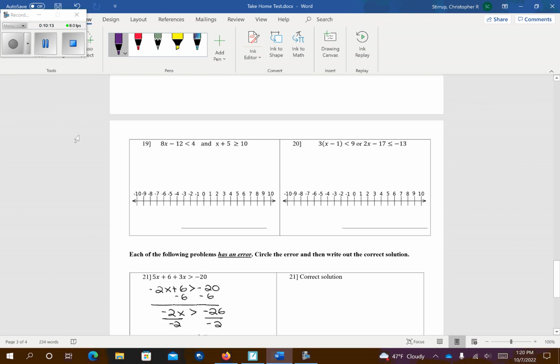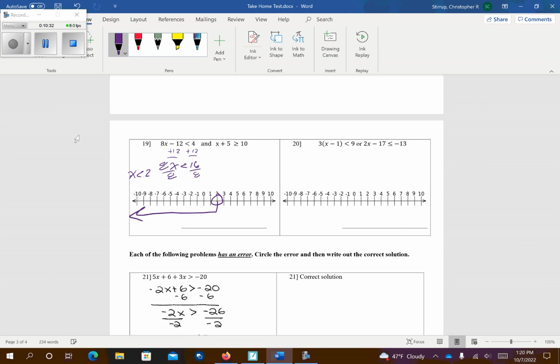Problem number 19, this might have been on your front of that page, but mine moved. All right, so let's add 12, add 12. So I get 8x is less than 16, divide by 8, divide by 8. So x is less than 2. So I have an open dot of 2, and I'm going this way.